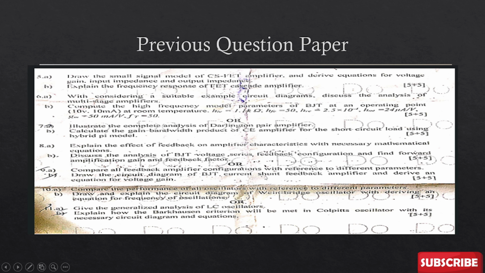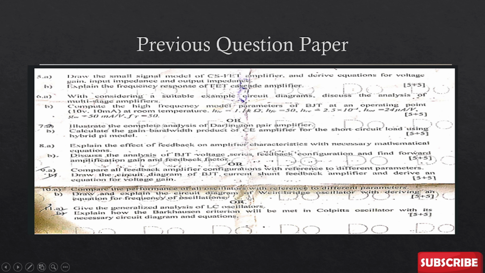Draw a circuit diagram of BJT current shunt feedback amplifier, and derive an equation for the voltage gain. Equation for voltage gain, generally it is equal to 1. So that's how you have to derive. 10A would be: compare performance of all oscillators with reference to different parameters. Right, you just need to compare.